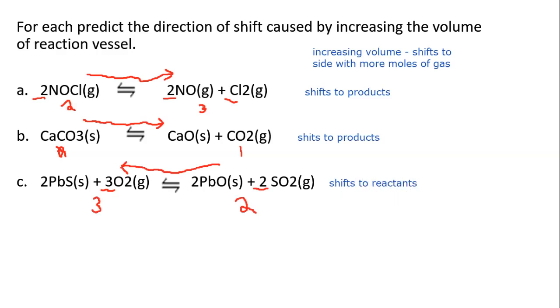So again, increasing the volume causes it to shift to the side with more moles of gas. Decreasing the volume causes equilibrium to shift to the side with fewer moles of gas.